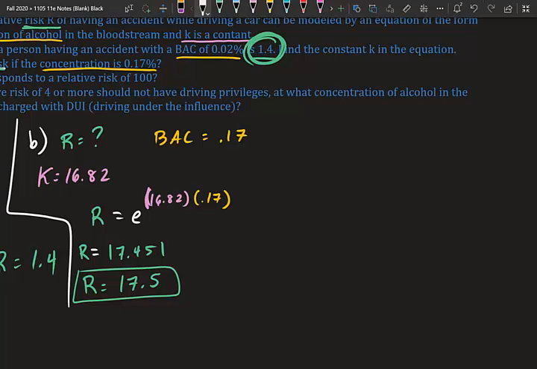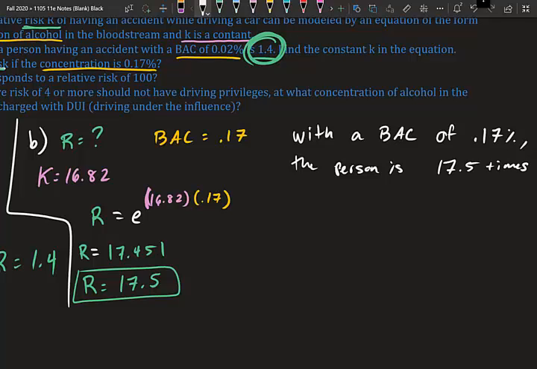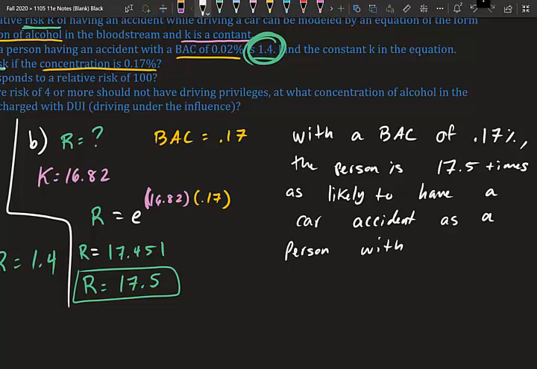So what did we just find? With a BAC of 0.17%, the person is 17.5 times as likely to have a car accident as a person with no BAC. 0.17, you are way over the limit. 0.08 is the limit, so 0.17 is just ridiculous. But it makes sense that you're 17 times more likely to get into an accident.